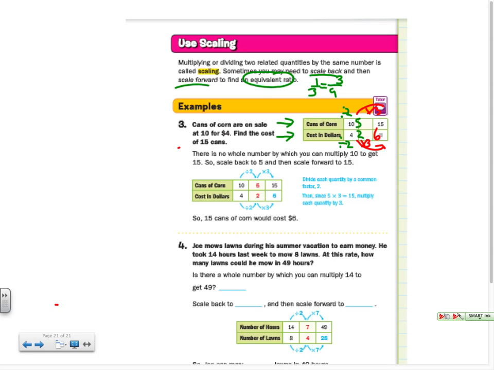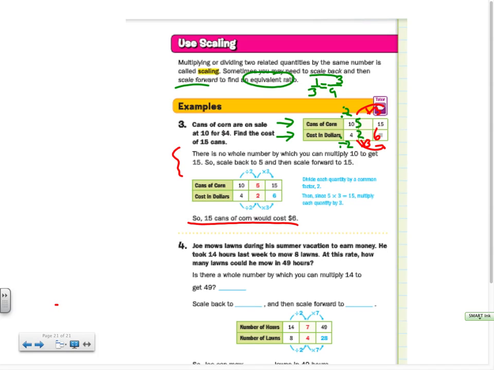So I'm going to just reread this. There's no whole number by which you can multiply 10 to get 15. So scale back to 5, which I did by dividing by 2 up there, and then scale forward to 15, which I did by multiplying by 3. So 15 cans of soda would cost, you can see in your chart, $6.